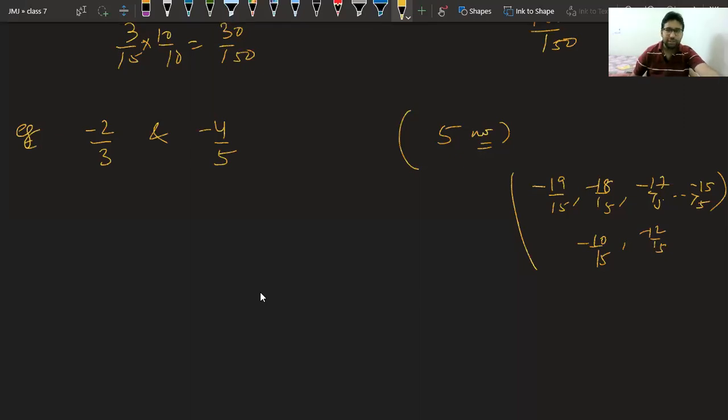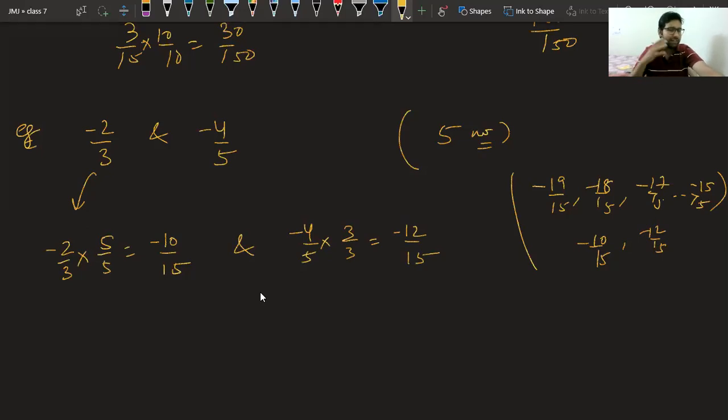Okay, let's see now. First of all, we will try to understand which number is larger, which number is smaller. For that, we will take the LCM and make them like fractions. So multiply with 5 and 5, we will get minus 10 upon 15. And here we will get minus 12 upon 15.